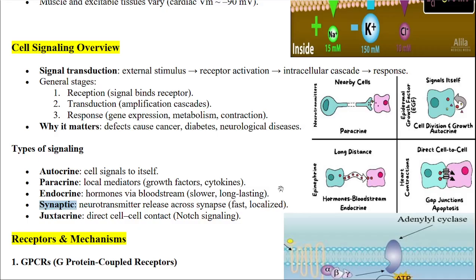Is there one more? Direct contact. Yes, juxtacrine signaling. This requires direct physical contact between cells. Membrane-bound signals on one cell bind to receptors on an adjacent cell. The Notch signaling pathway, crucial during development for cells to decide their fates based on their neighbors, is a prime example of this contact-dependent communication. Okay, lots of ways to talk.